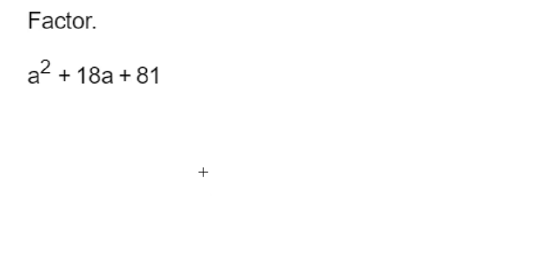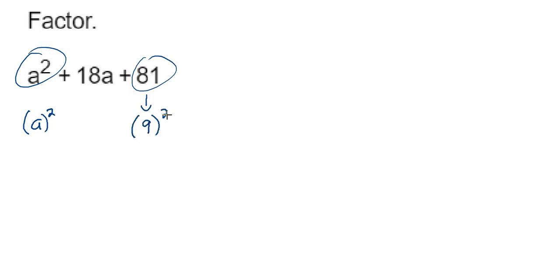We have a squared plus 18a plus 81, right? So I'll notice, first of all, that the first term is something to the second power. So here we have a to the second power. So that's the first term. The last term is not written with a power of 2, but I could write it with a power of 2. 81, I can write as 9 to the second power. And so we have the beginnings of being able to match this particular formula, right? I guess I'll write it down here. A squared plus 2ab plus b squared.